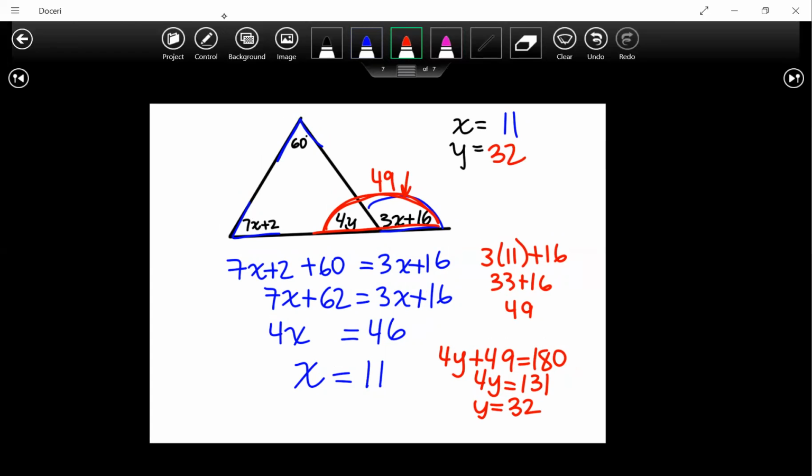Another way you could have done this is to not know that they're supplementary, but to know that the triangle sums to 180. So I could have taken 11, plugged it in: 77 plus 2 is 72. 60 plus 72 plus 4y is equal to 180. It's another way of doing it. So don't freak out, there's multiple ways.